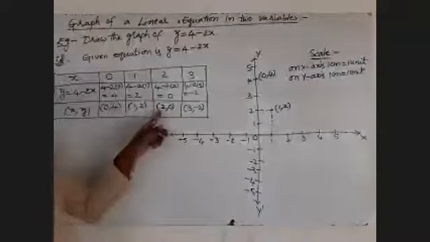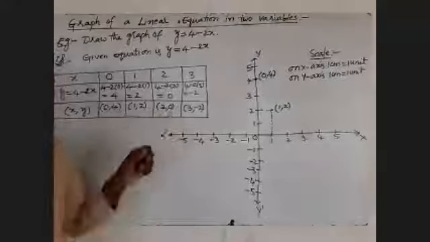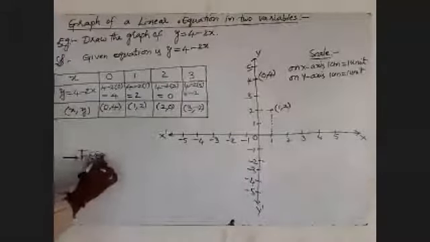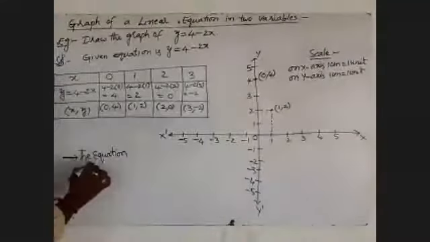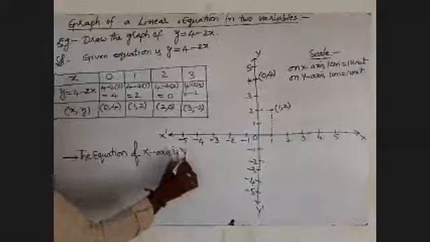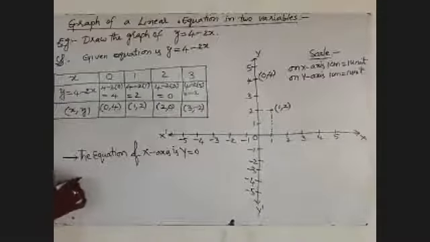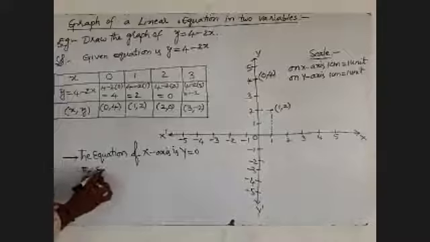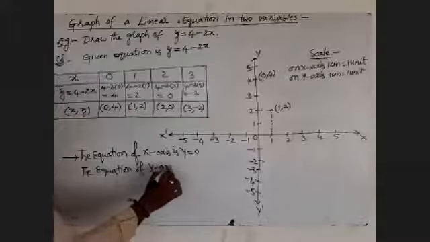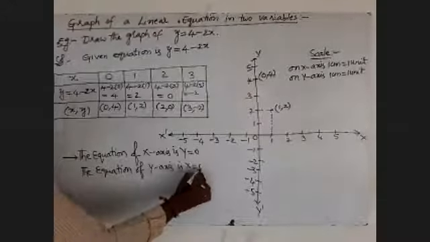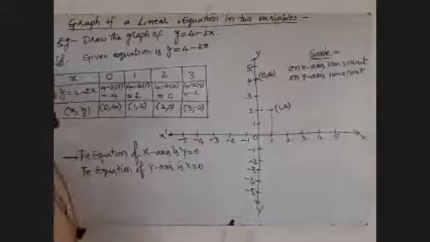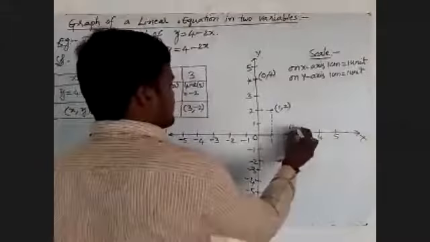After that, we take the point 2 comma 0. We observe its y coordinate is 0. Already we know two formulas. The equation of x-axis is y is equal to 0. Again, the equation of y-axis is x is equal to 0. Since its y coordinate is 0, the given point lies on the x-axis. So I will write the point is 2 comma 0.